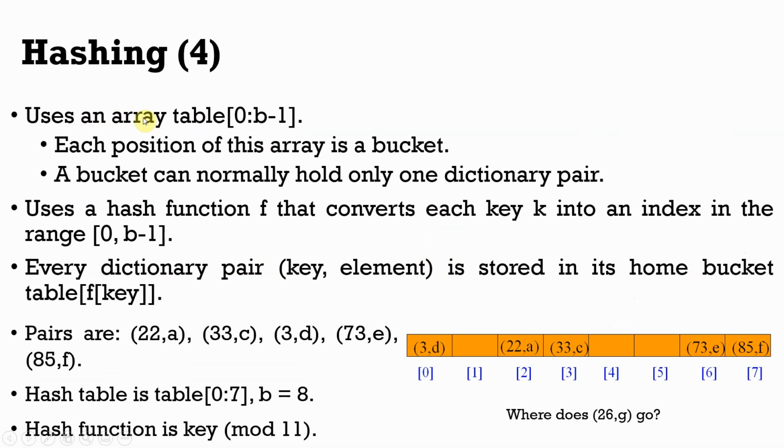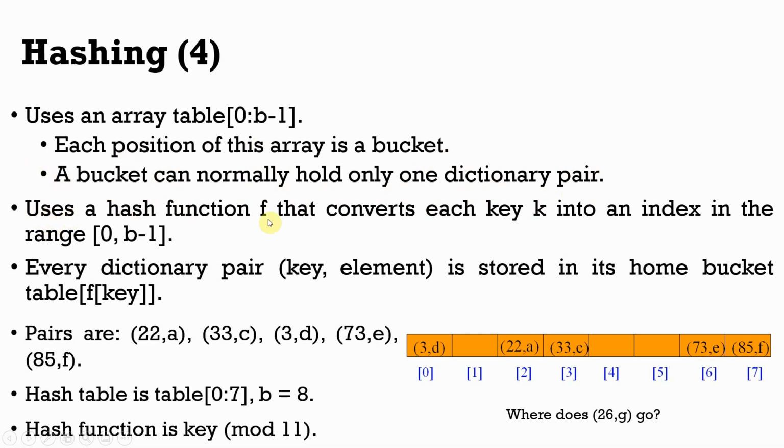As mentioned, hashing uses an array table. It goes from index 0 to b minus 1, where b is the size of the hash table. Each position of the array, some people call it a bucket, right? A bucket can normally hold only one dictionary pair. We'll see that in one implementation of hashing called chaining, this is not the case.